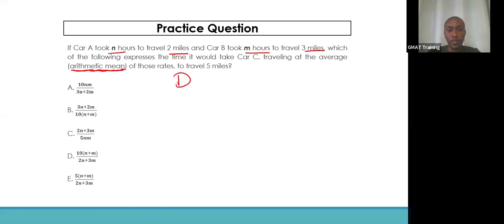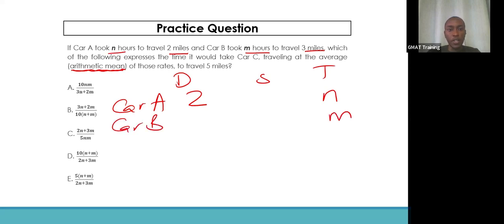So let's have the distance, speed, and time. We have car A taking N hours to travel 2 miles, car B taking M hours to travel 3 miles. Which of the following expresses the time it will take car C traveling at the arithmetic mean of those two rates? So whatever rate you find here and here, we do the arithmetic mean. I know we've talked about the average speed, but this is not the average speed. We're talking about the average of the rates of car A and car B. Let it not confuse you.